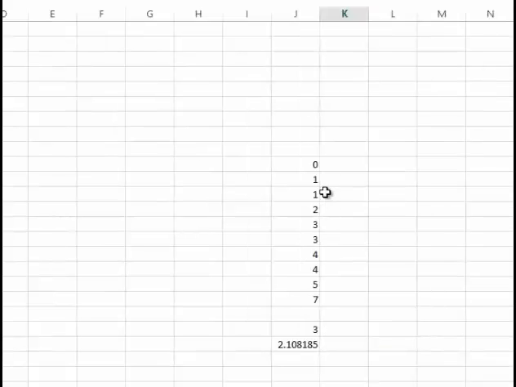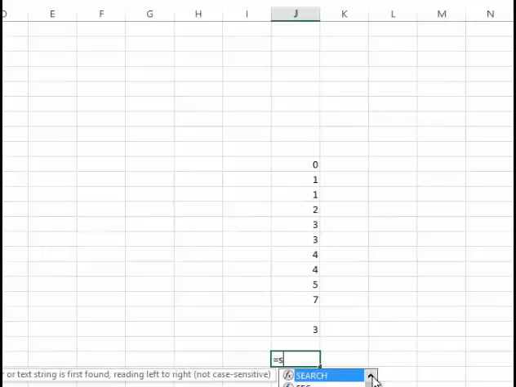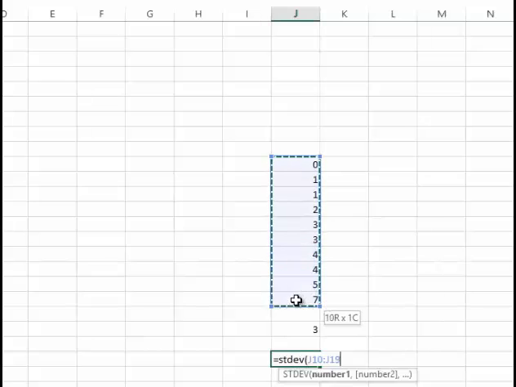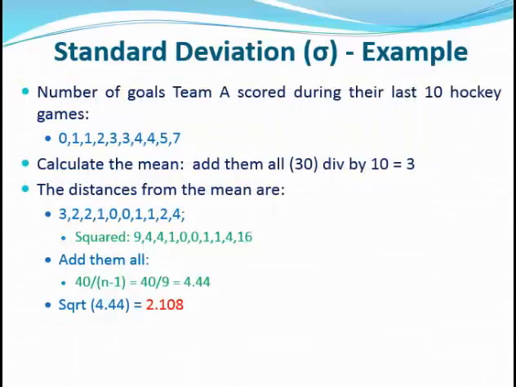Excuse me, I just made another mistake. I had left out a 3. But anyway, these were the 10. I'll do it again just to make sure that you believe me. These were the 10 that we originally had: 0, 1, 1, 2, 3, 3, 4, 5, 4, 4, 5, 7. So I'm going to go equals STDEV, open parentheses, put all of these in here, and your answer is 2.108185. And in our example, I rounded it off to 2.18.